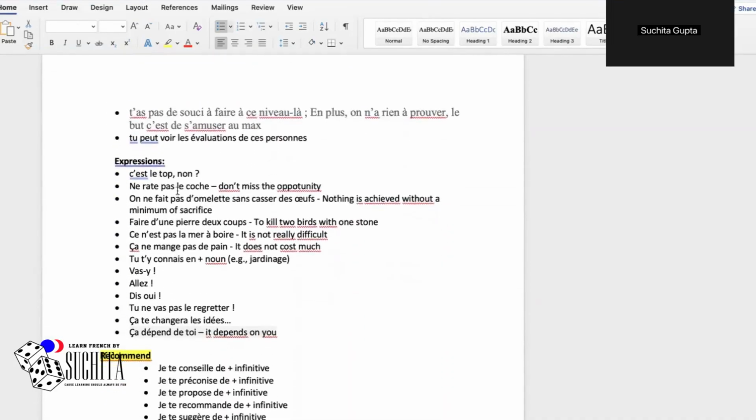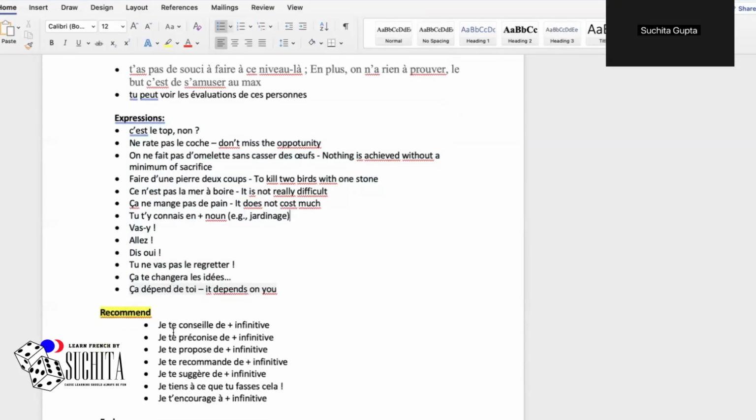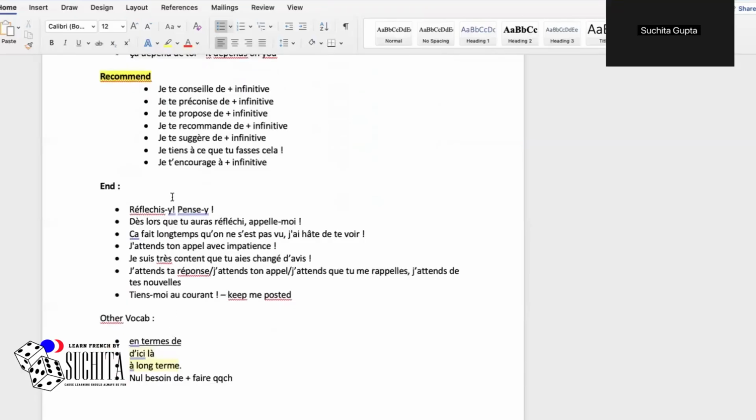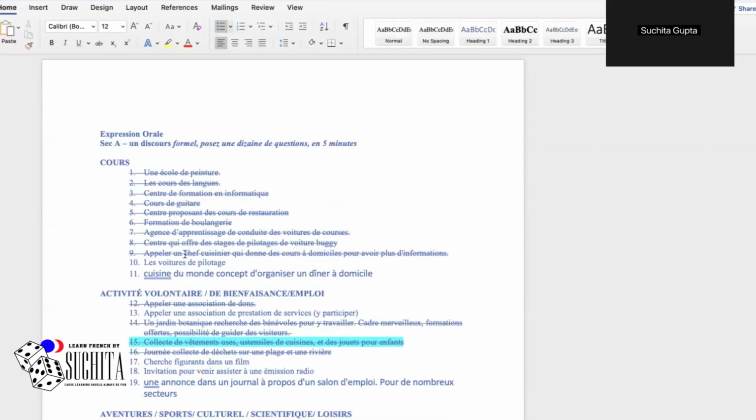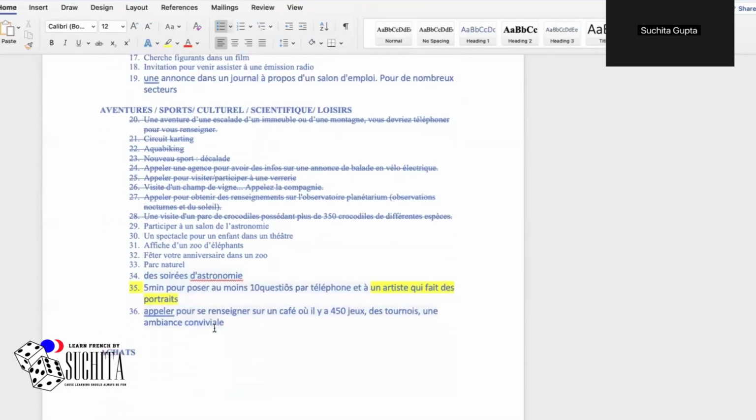And then certain expressions, which I was also telling you, on ne fait pas d'omelette sans casser des œufs, faire d'une pierre deux coups, ce n'est pas la mer à boire. Ça ne mange pas de pain. That means it doesn't cost too much. Vas-y, allez-y. Tu ne vas pas le regretter. Right? So just give it a read. And then she had made the whole list of certain topics.